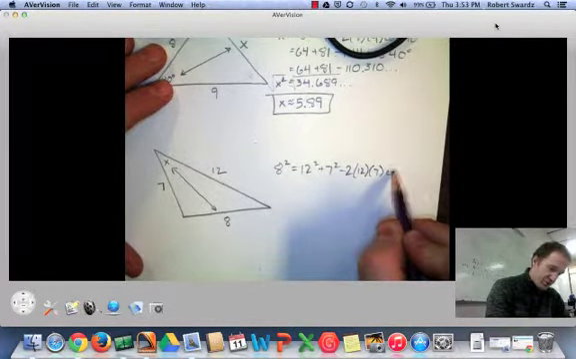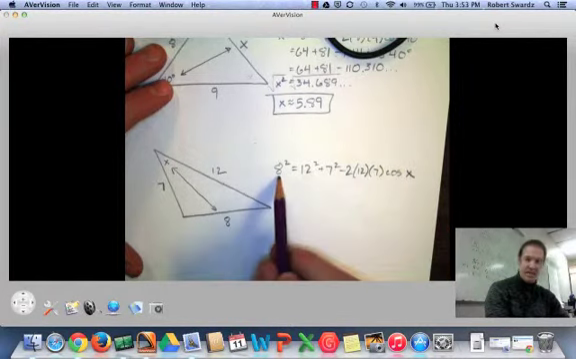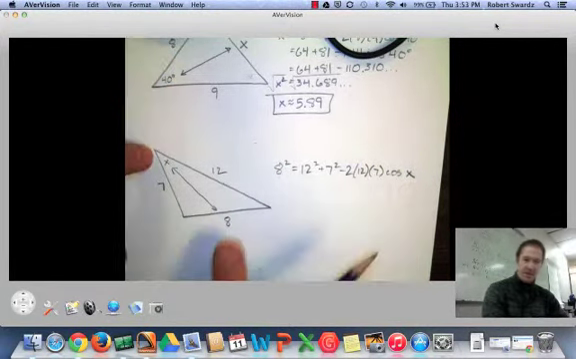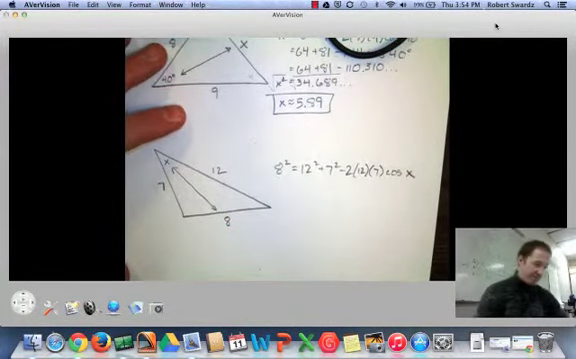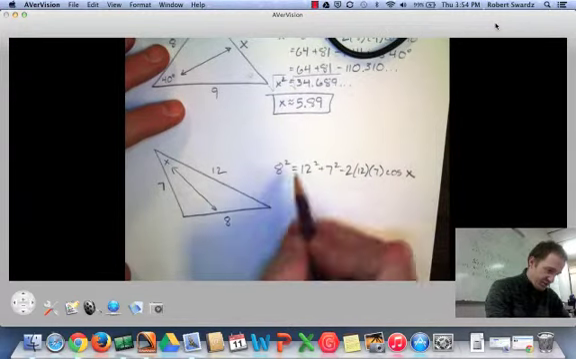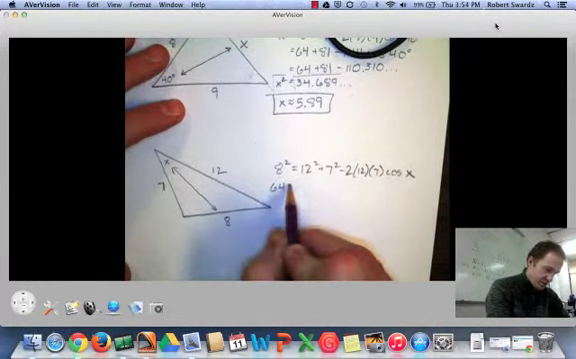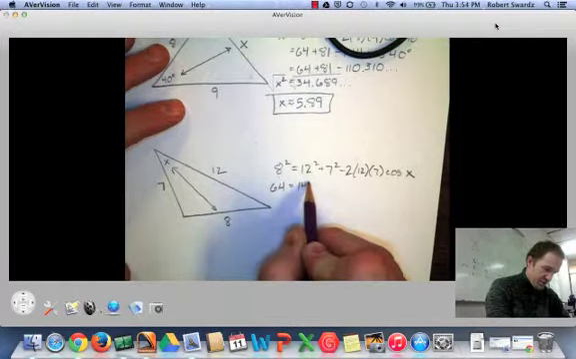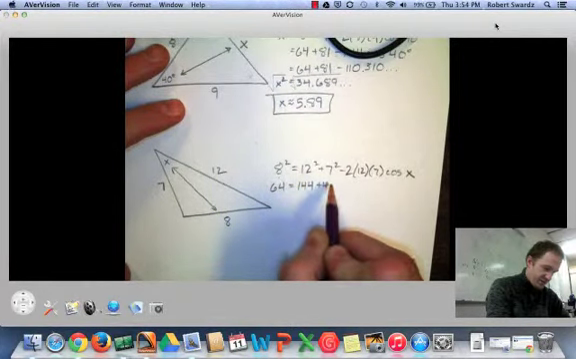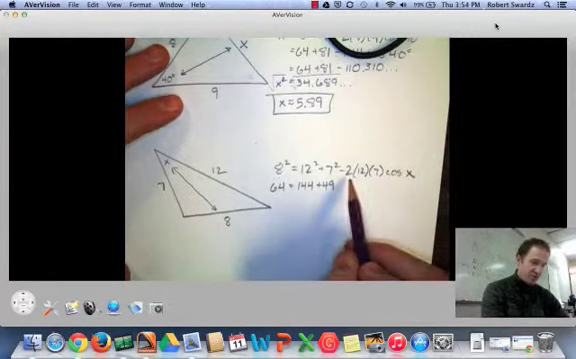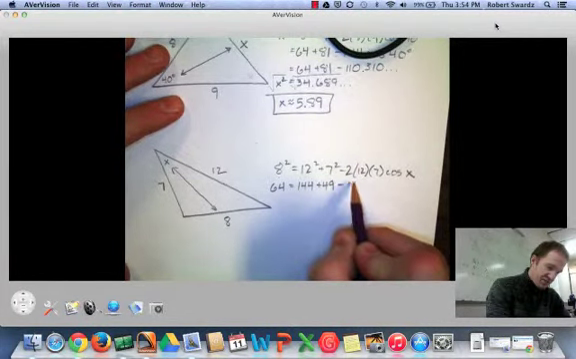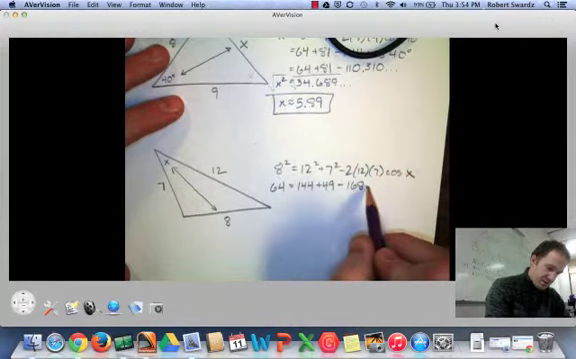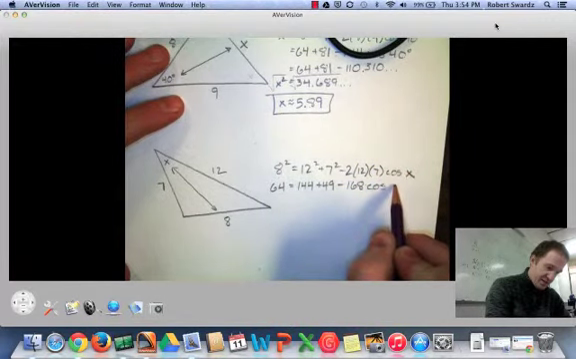And then cosine of x. Remembering that this side and this angle have to be opposite one another. And here they are. So I know I've set it up right. Okay, so let's do this here. 8 squared is 64. 12 squared is 144. 7 squared is 49. 2 times 12 times 7 is 168 times the cosine of x.